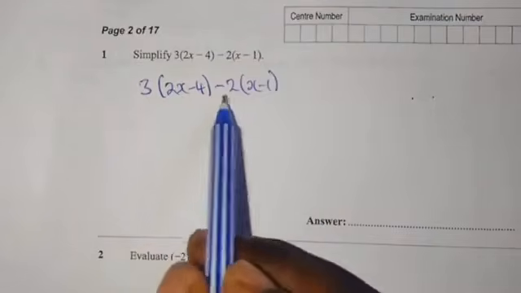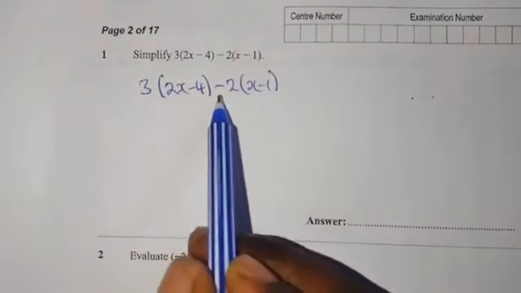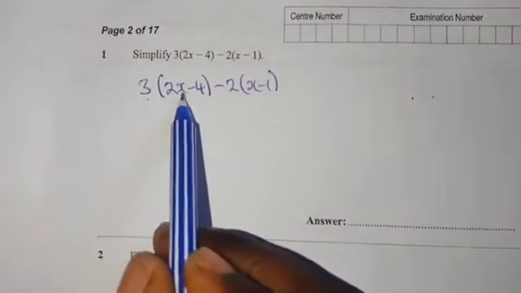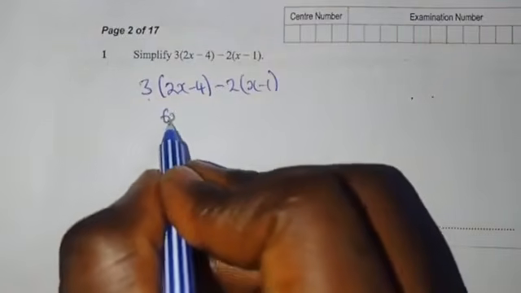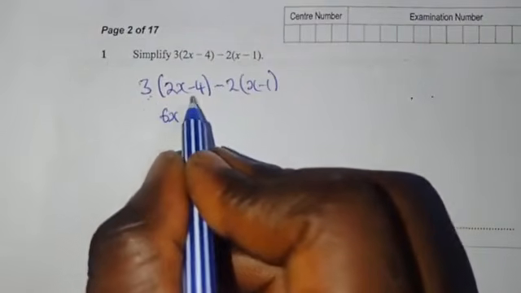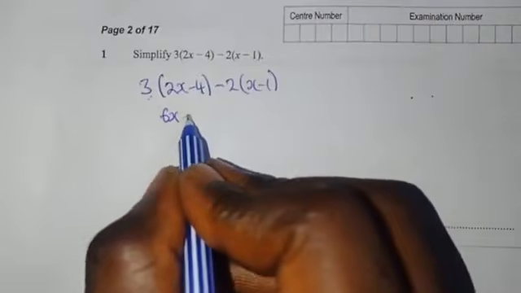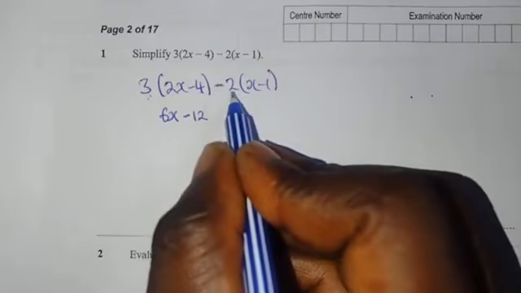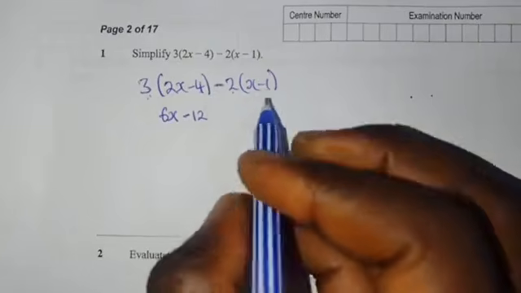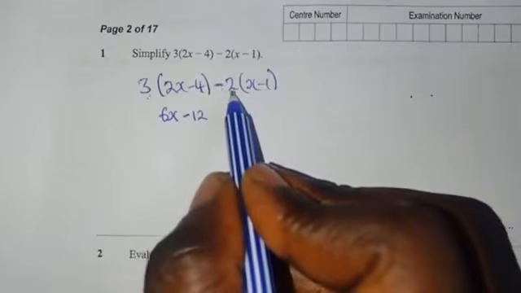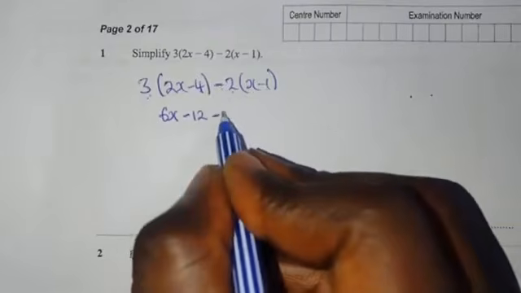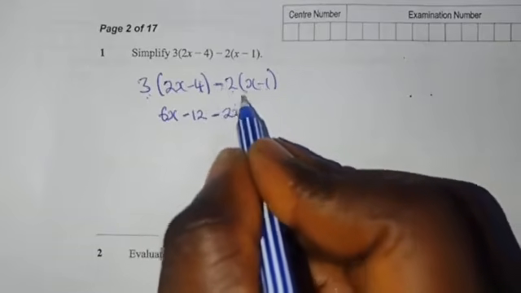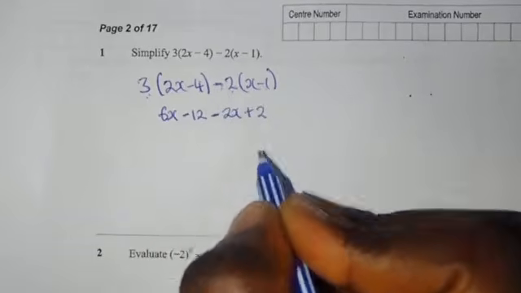Since we have brackets here, we are going to open the brackets by expanding with the number which is outside the brackets. So 3 times 2x, this will be 6x. 3 times minus 4, this will be minus 12. Then here we have minus 2 times (x - 1). So we multiply minus 2 times x, we are going to have minus 2x. Then negative times negative is a positive, 2 times 1 is 2.